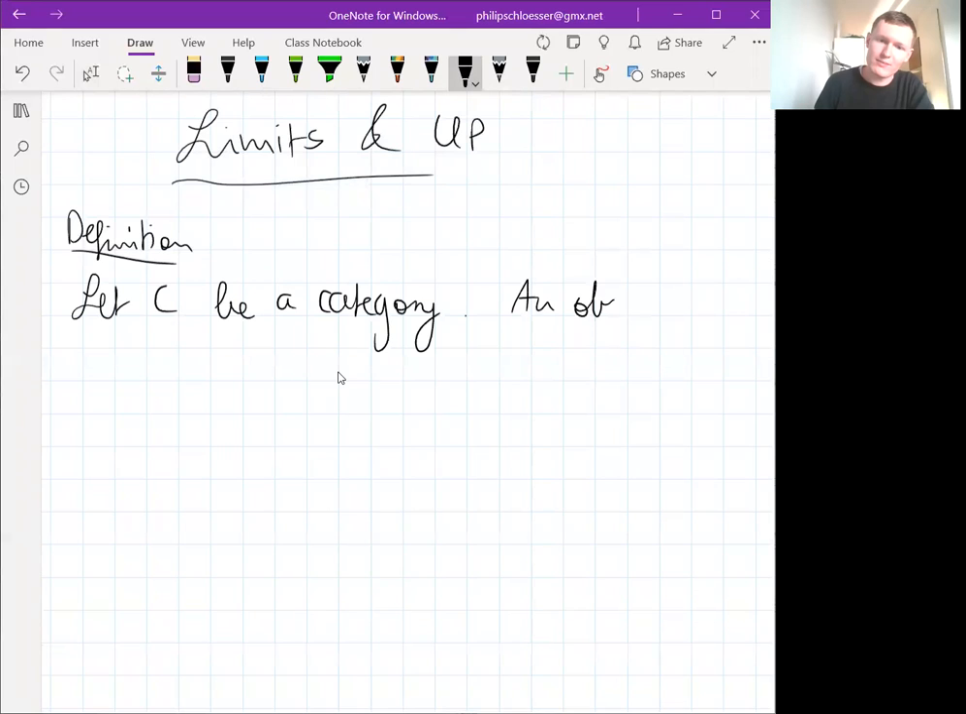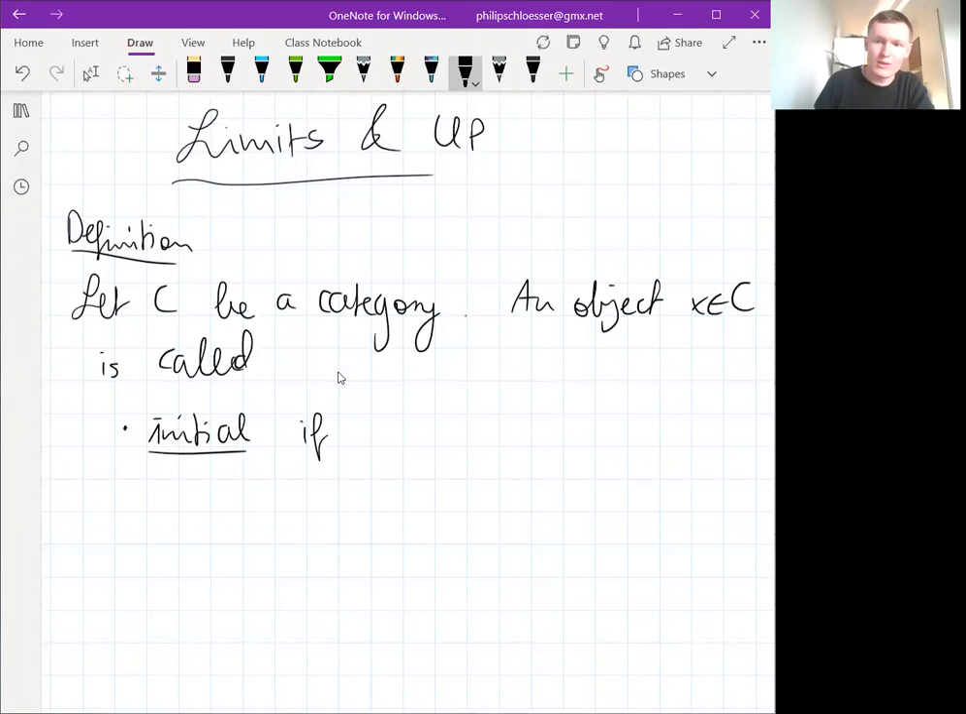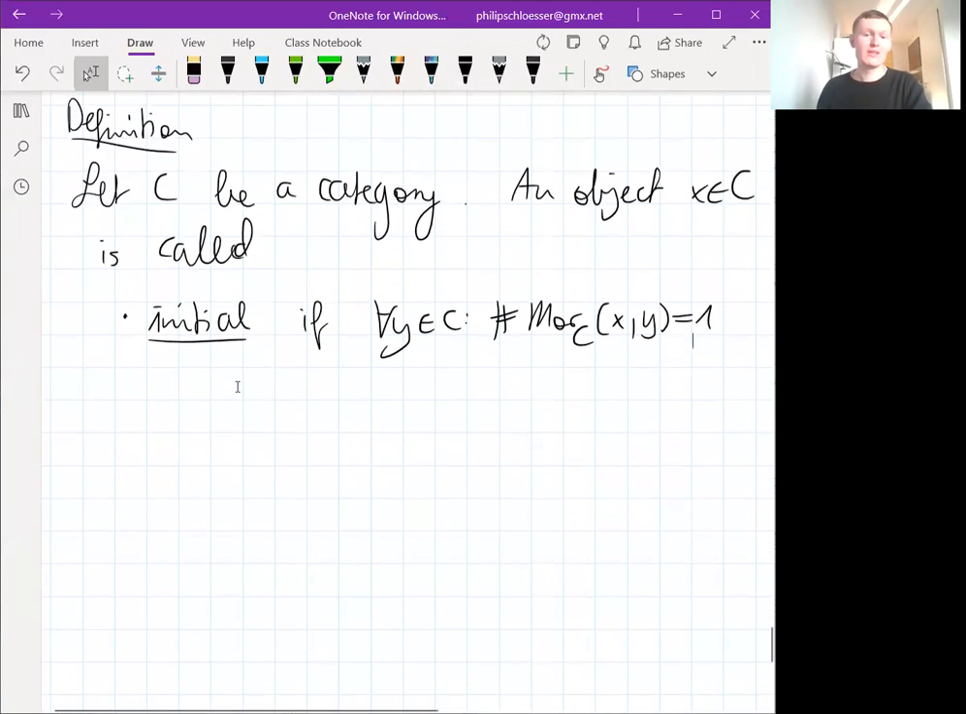An object x of C is called initial if, well, I phrase it a bit weirdly, I say that for every other object y, the number of morphisms between x and y is equal to 1. It just means that there is exactly one morphism from x to any other object.